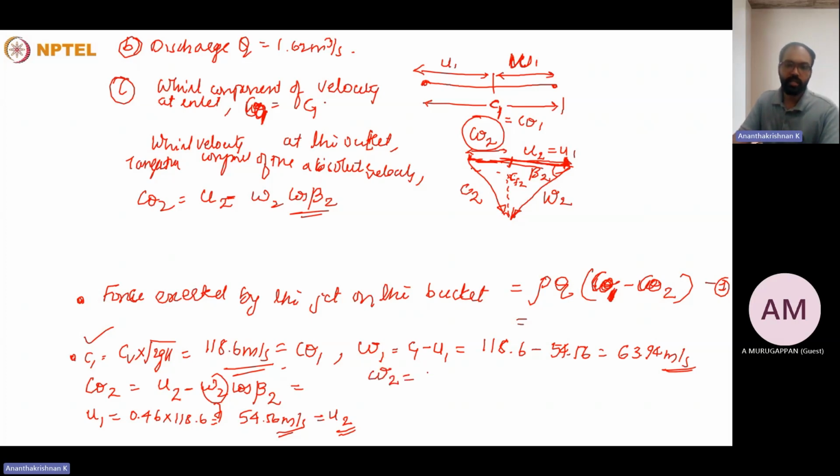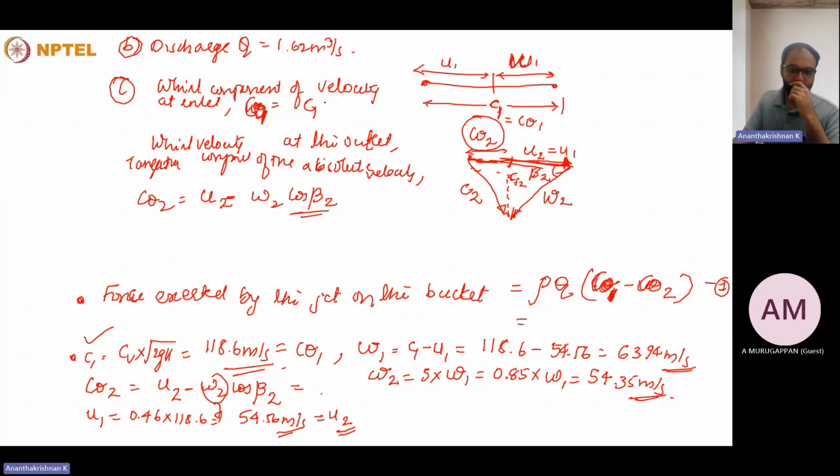Relative velocity at the outlet is equal to the slip coefficient multiplied by omega 1. So this value is particularly given as 15% reduction due to friction. So the relative velocity will be 0.85 times omega 1. That will be equal to 54.35 meter per second. Now we know the value of u2, omega 2, and beta 2 is given in this problem as 15 degree. We can calculate the value of the tangential component or the whirl component of the actual velocity at the outlet.